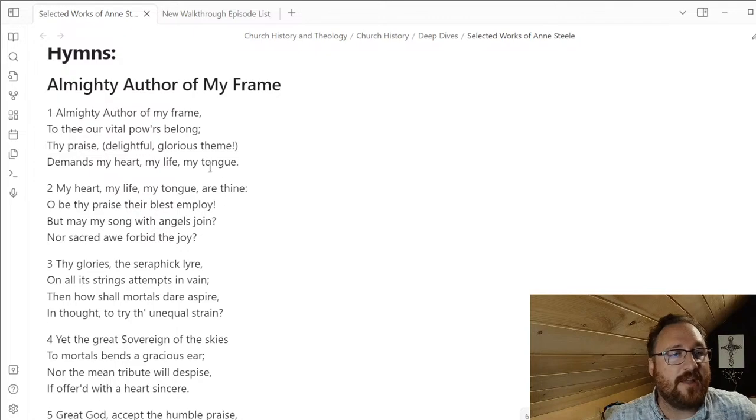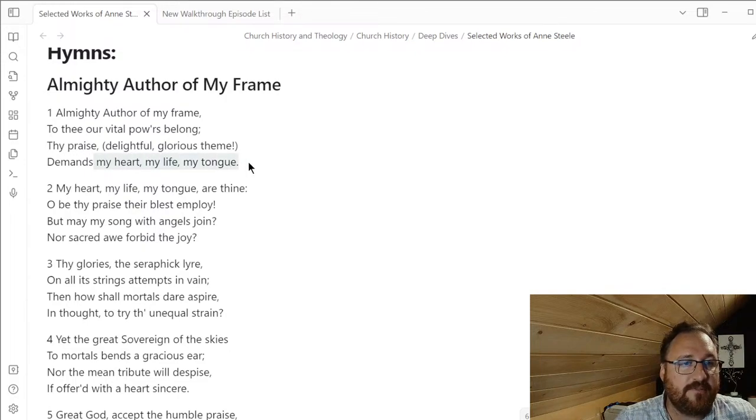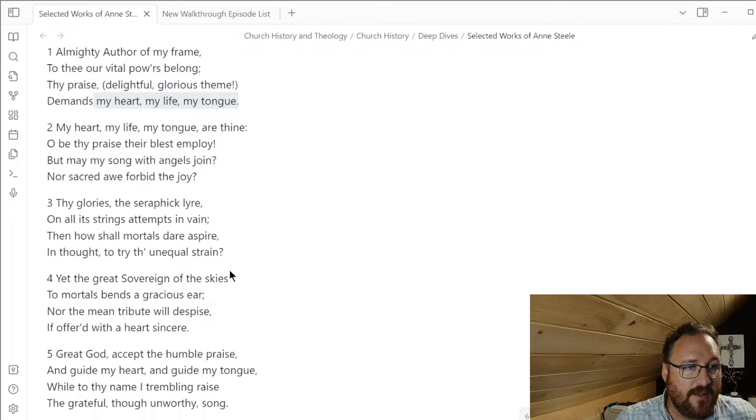Almighty author of my frame, to thee our vital powers belong. Thy praise, delightful, glorious theme, demands my heart, my life, and my tongue. My heart, my life, my tongue are thine. O be thy praise their blessed employ. But may my song with angels join, nor sacred awe forbid the joy. Thy glory is the seraph lyre, on all its strings attempts in vain. Then how shall mortals dare aspire in thought to try the unequal strain?